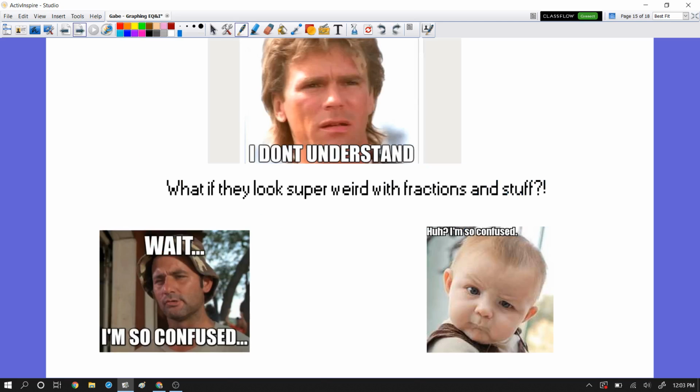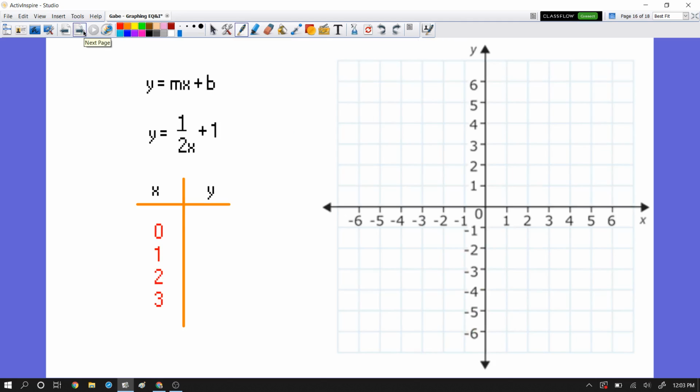So what if they look super weird with fractions and stuff? Honestly, it would make you go, I think I'm going to lose my mind, but really it makes plotting linear equations easier. And MacGyver's face right here is priceless. So whenever we're identifying slope, it's still the same thing, except it already gives you the rise and run. The slope is 1 over 2. Perfect. Look at that. Easy.